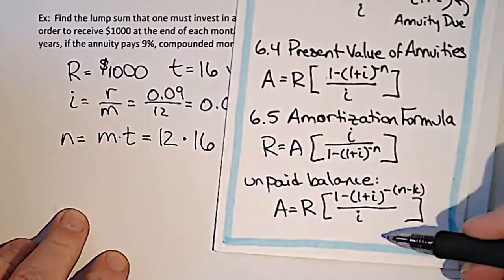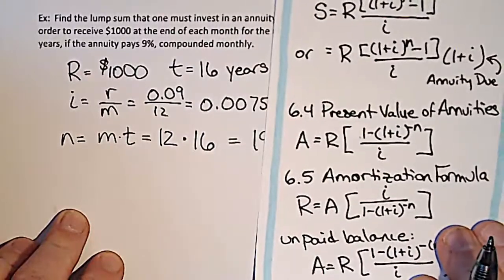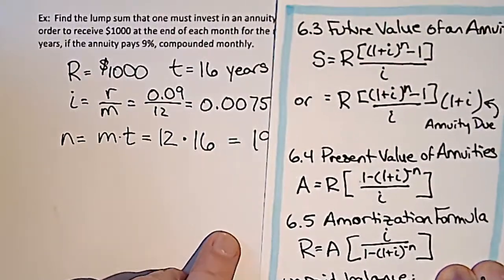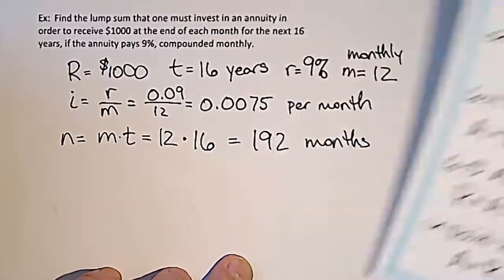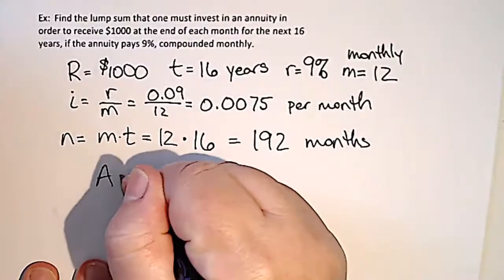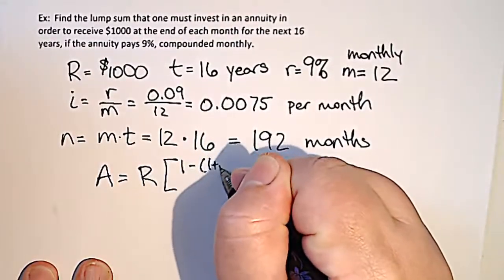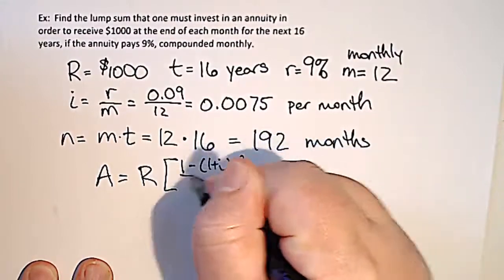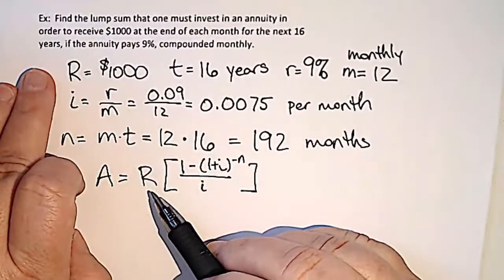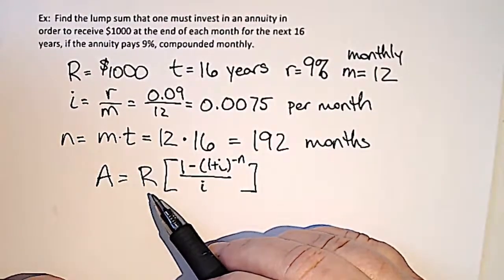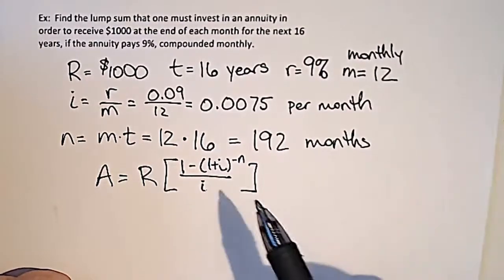I know you get a preview of what's in 6.5. So we're going to use this. Let's see, there's no real good place to put it, but I'll show you. It's right there. That's the formula right there. It's going to be A equals R times (1 minus (1 plus I) to the negative N) all over I. R always means it's a repeated payment as opposed to P for present value or principal.